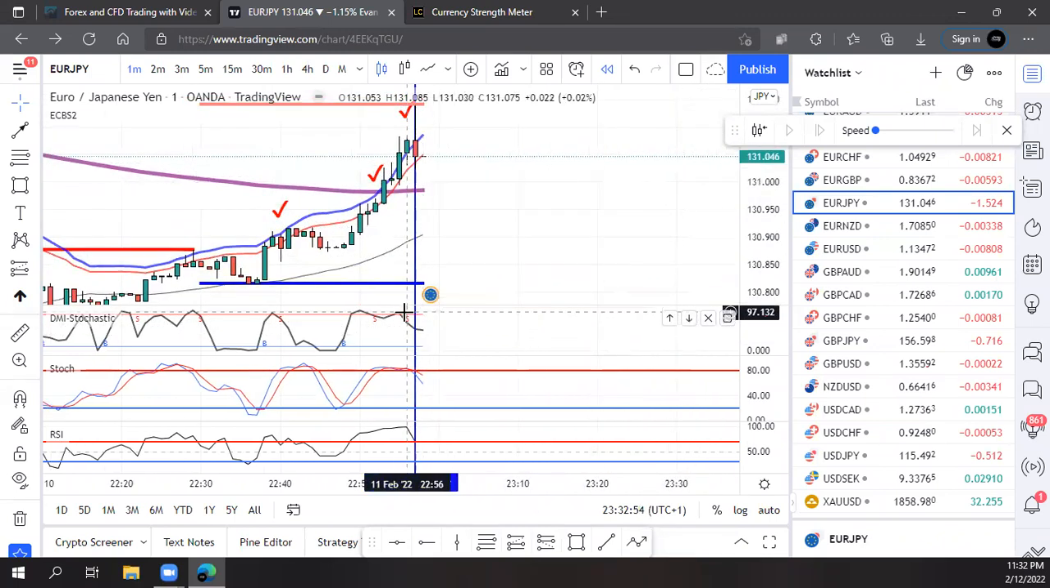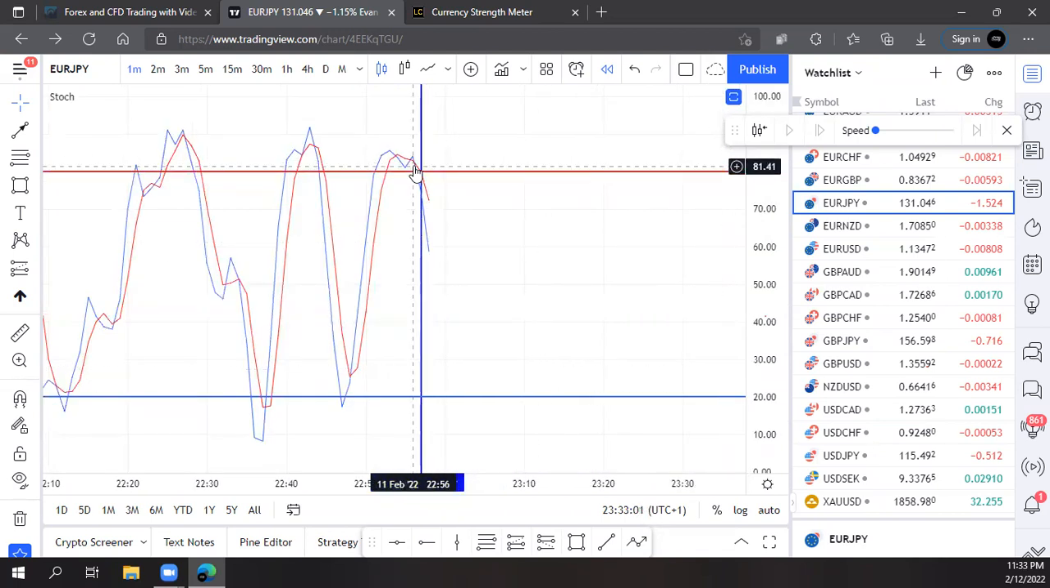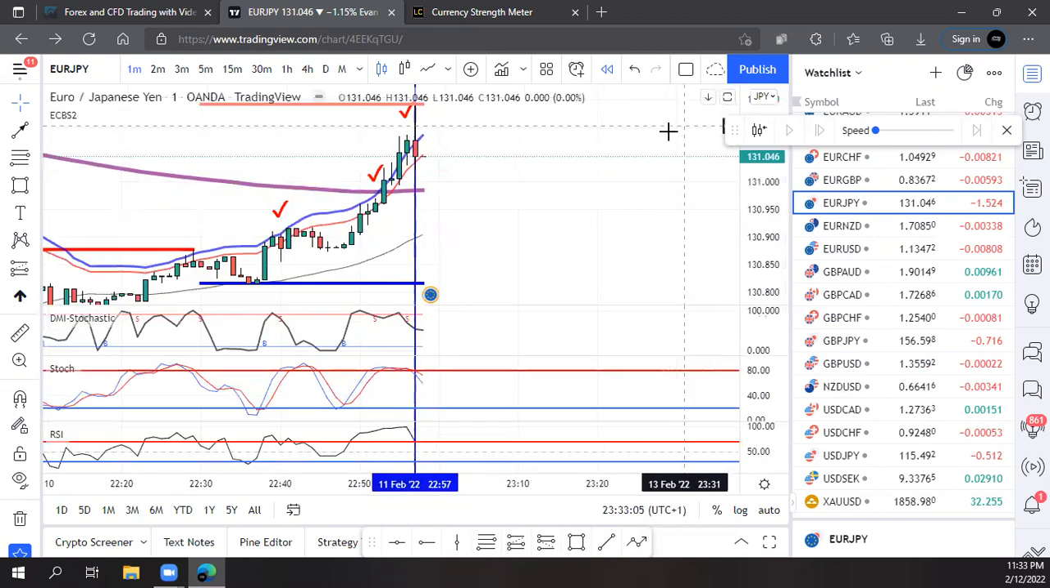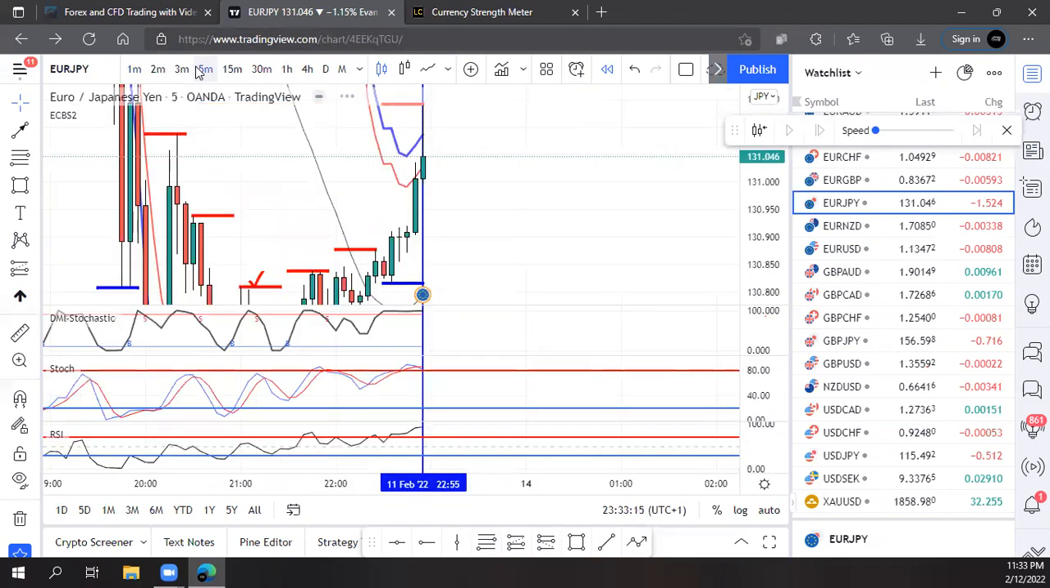Why? I got the S signal and I got the stochastic to cross. So once the stochastic crossed, I would have entered a sell for 3 minutes. So on this candle, 3 minutes, this market is coming down. That's basically how I've been taking my trades.